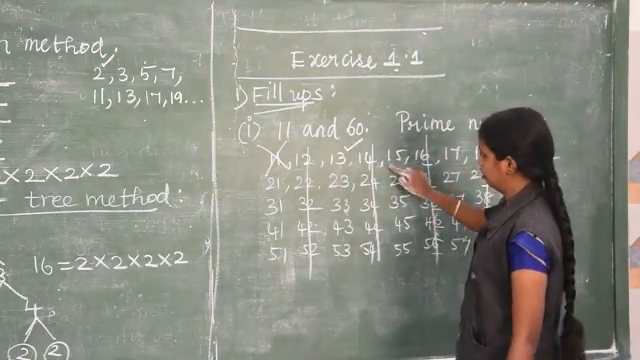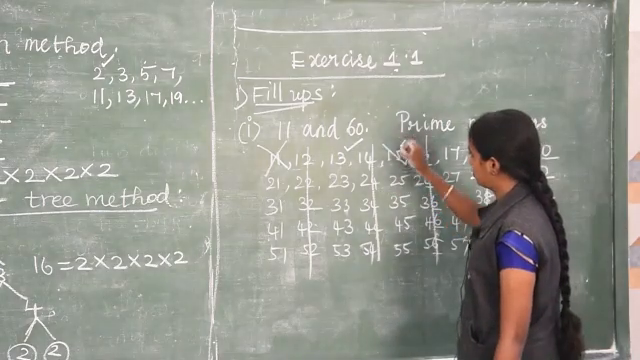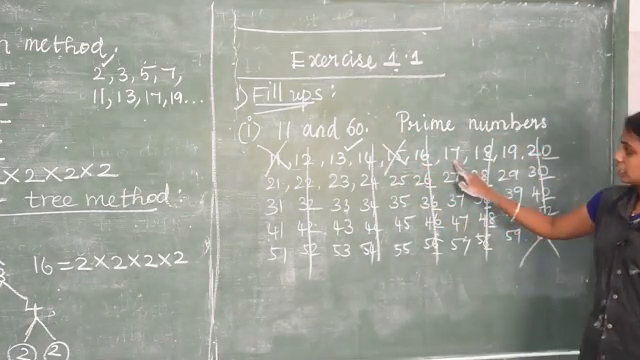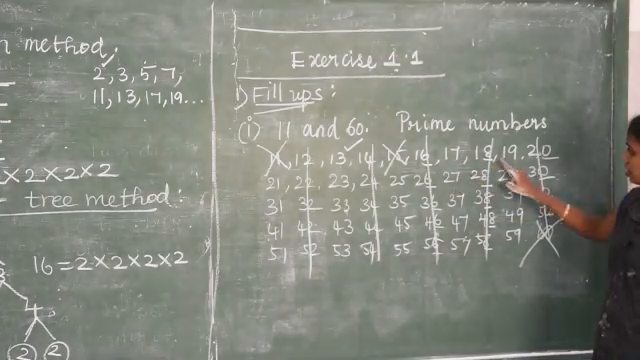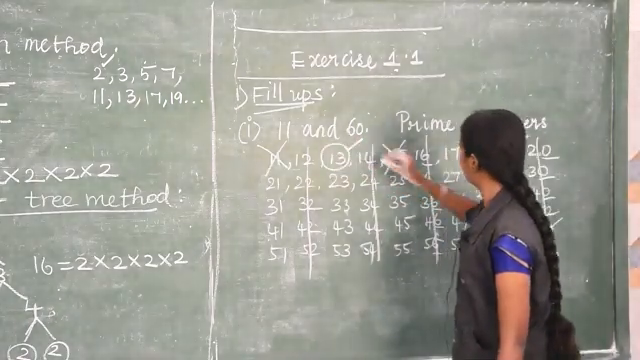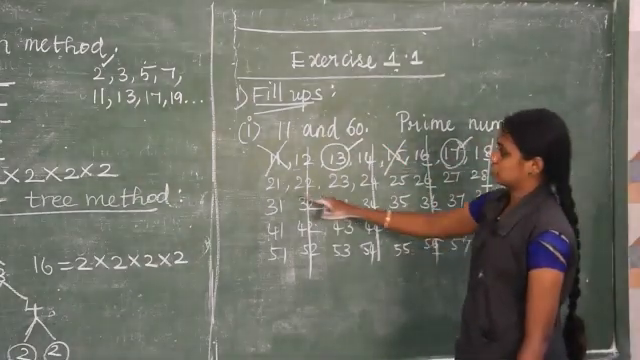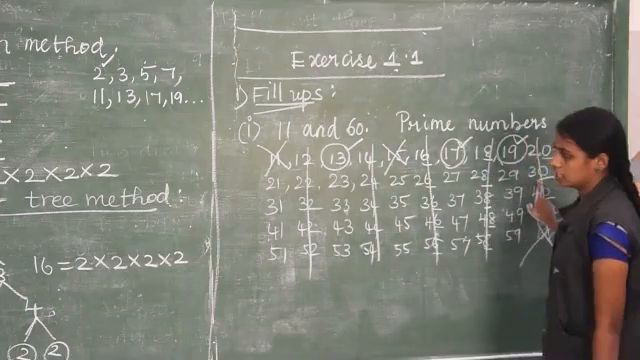13 is a prime number. 15 will come in the 5 table, so it is not a prime number, strike out. 17 is only in 1 and 17. 19 is a prime number. Here, 13, 17, 19 are prime numbers. Next start from 21 to 30.